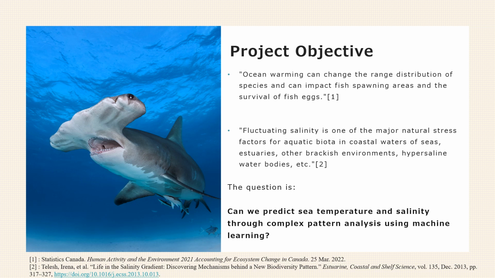Changing ocean temperatures can influence the areas in which species can survive and the rates at which they reproduce. Furthermore, aquatic species begin to stress and are required to reacclimatize to their environment when salinity fluctuates.